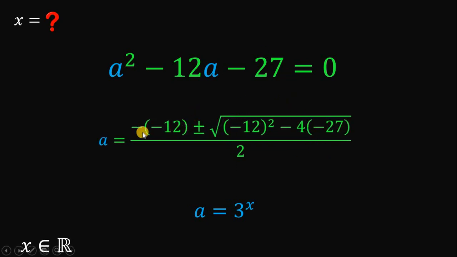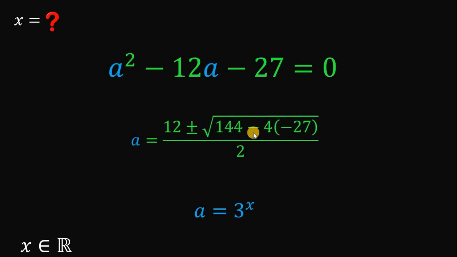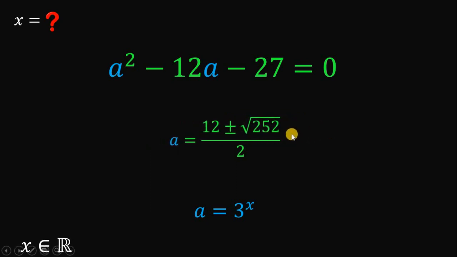Now let's simplify. Negative of negative 12 is just 12. Negative 12 squared is just 144. Negative 4 times negative 27 will give us 108. And 144 plus 108 will give us 252. So we now have a equals 12 plus or minus square root of 252, all over 2.